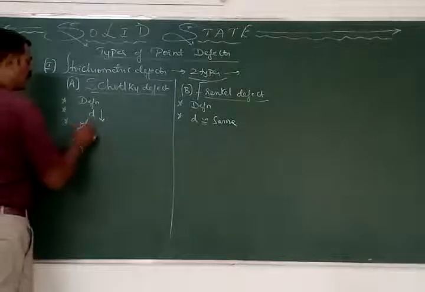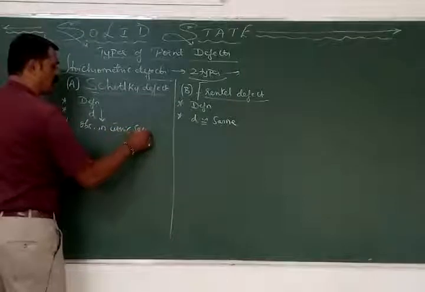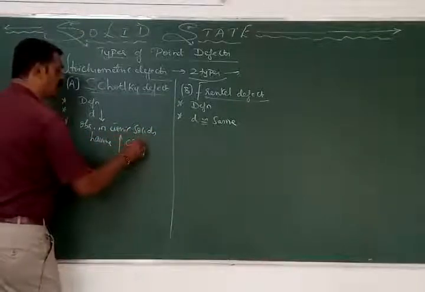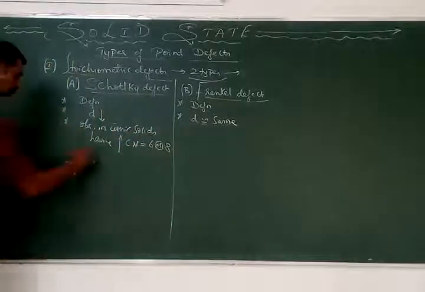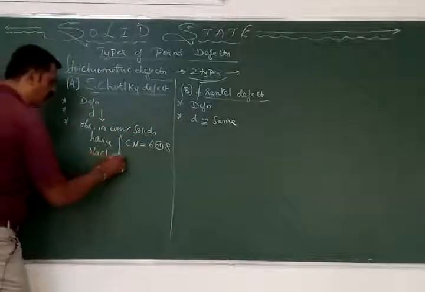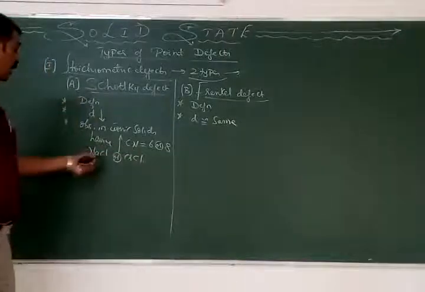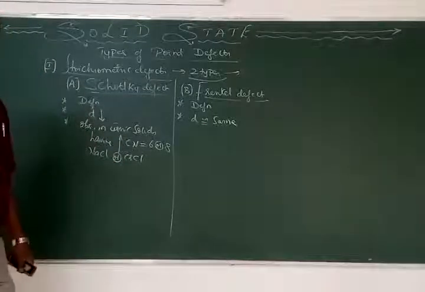Then this is observed in ionic crystals or solids having a high coordination number of either 6 or 8. For example, sodium chloride or cesium chloride. Sodium chloride has an FCC structure and cesium chloride has a BCC structure. FCC means coordination number 6, and cesium chloride BCC means 8.